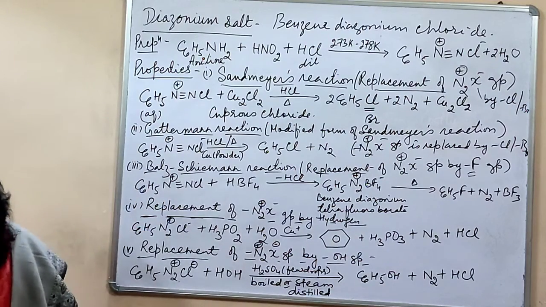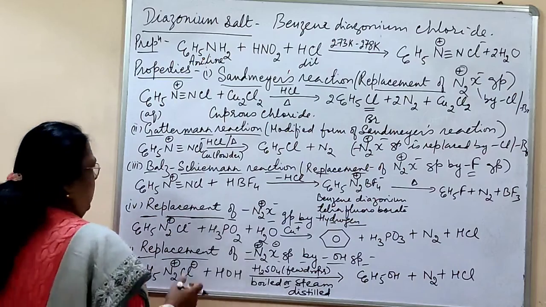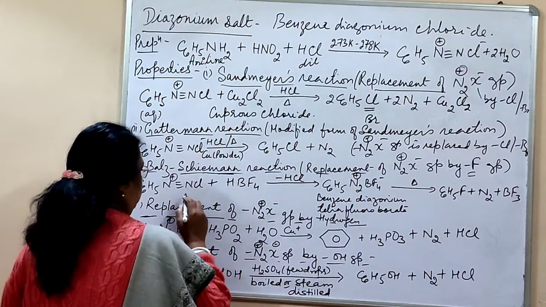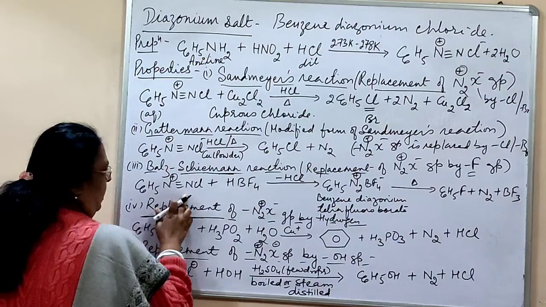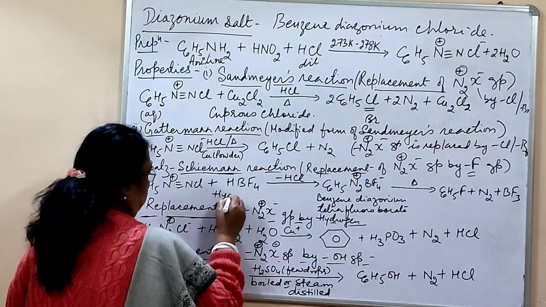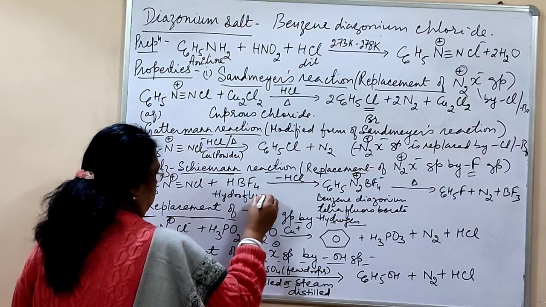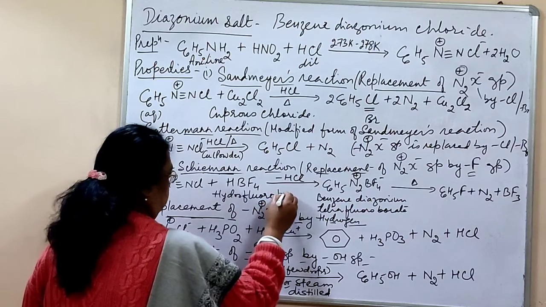here the reaction is carried out, this is the Balz-Schiemann reaction, and then here again diazonium chloride is reacting with fluoroboric acid.